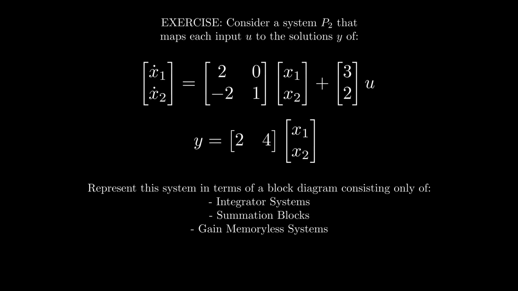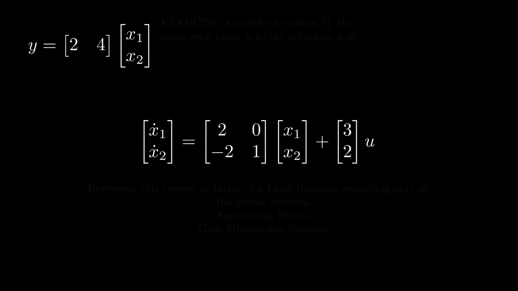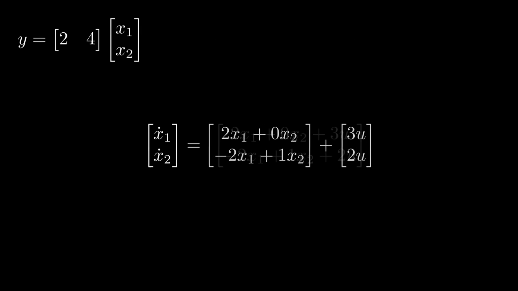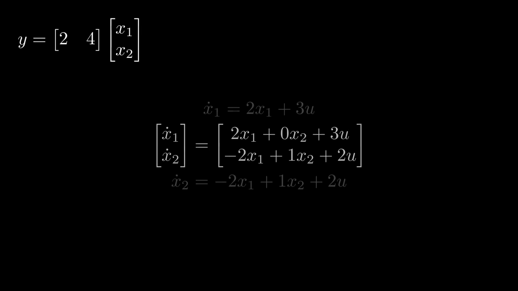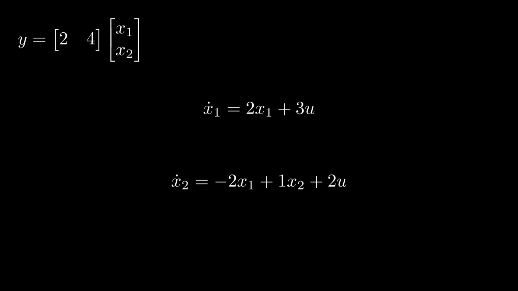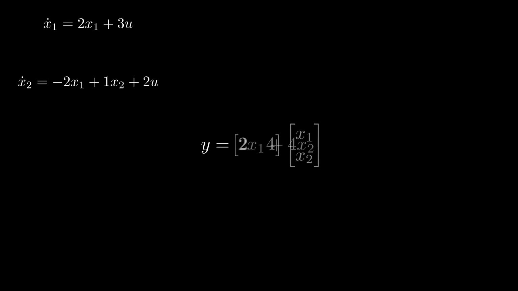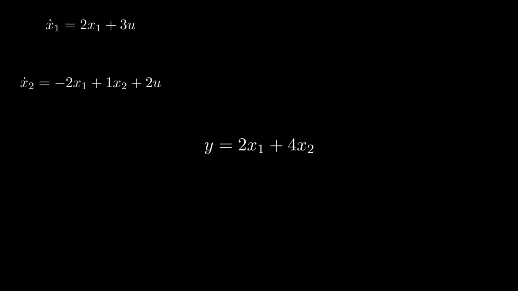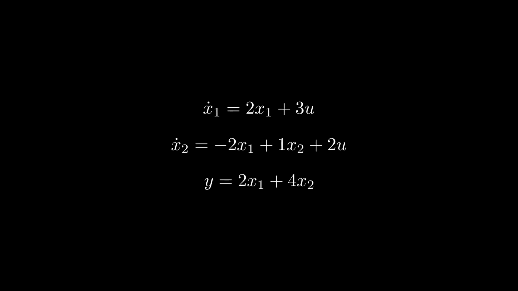First, we'll begin by deriving our equations. The state equation can be turned into this, which simply gives us these equations. And the output equation can be turned into this. Now that we're done finding these 3 equations, we can go to Simulink.